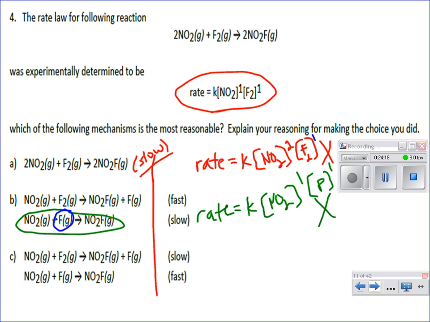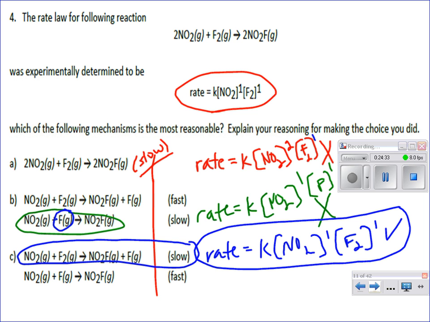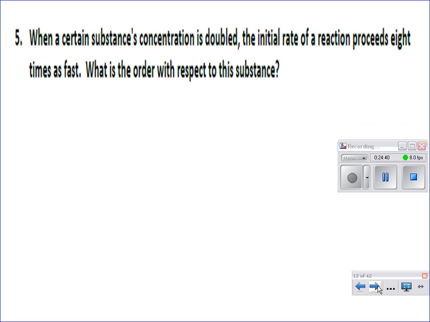All right, and then this one, we have the slow step here. Rate is equal to K times NO2 to the 1. Does it match? Yep, so that's it. Okay? Yay. All right, last little problem. This is kind of fun. It's fun when you know what a rate law is and what a rate law looks like.